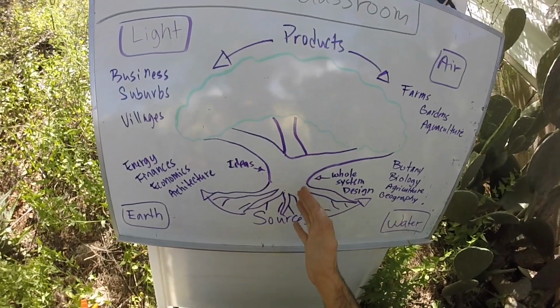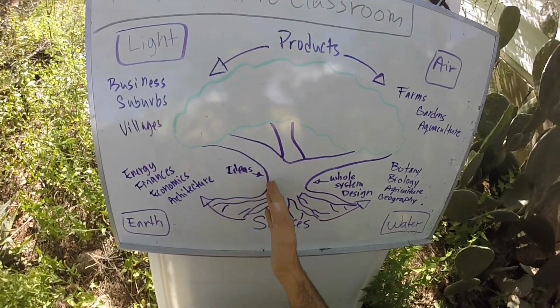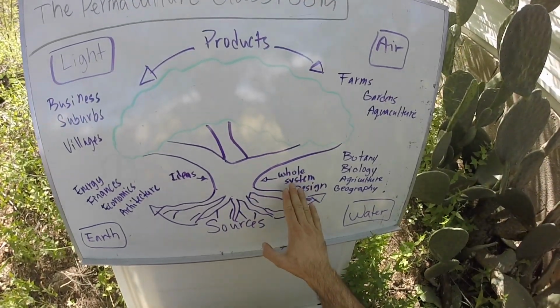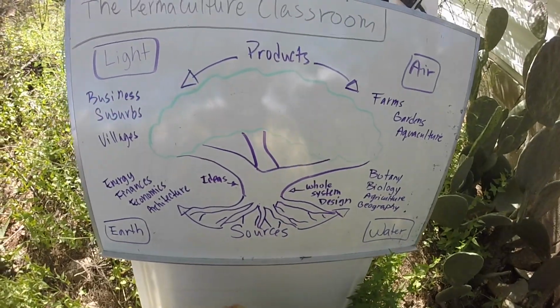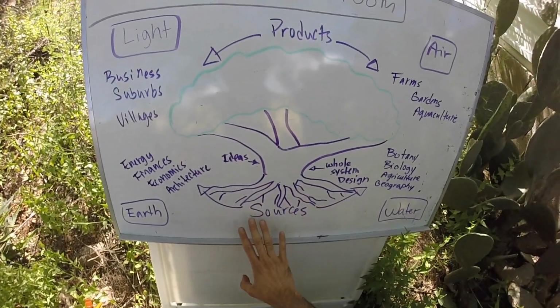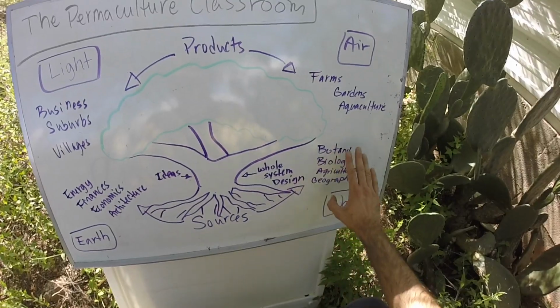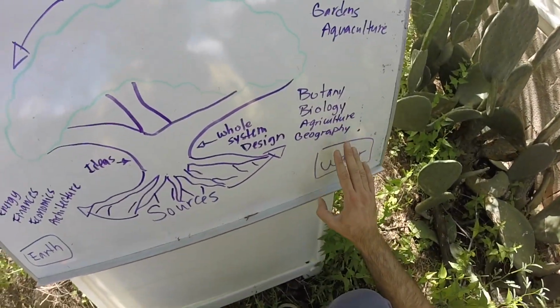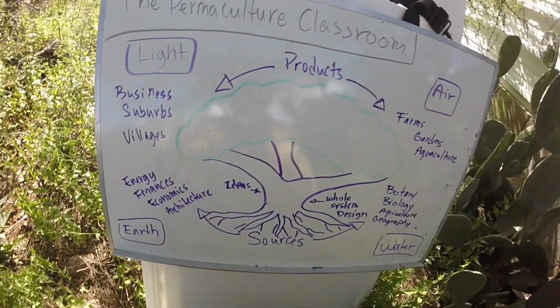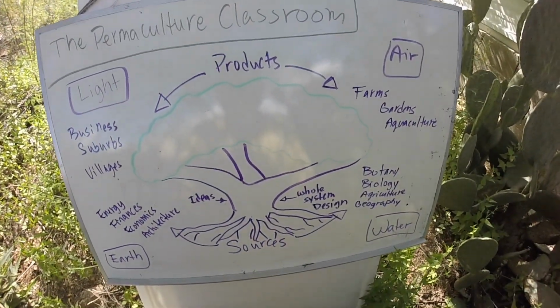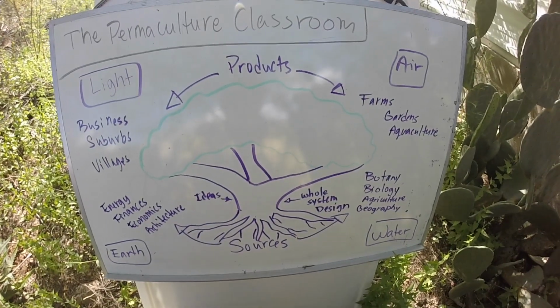Now we get into ideas. The ideas, the whole system design is super important. It kind of feeds the whole thing. At the roots, we have the sources, which would be botany, biology, agriculture, horticulture, geography, energy, finances, economics, anthropology, architecture. All these different sciences and these knowledge sources come into whole system design and thinking.